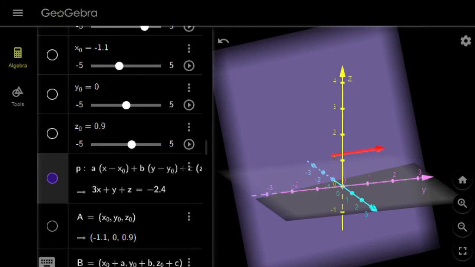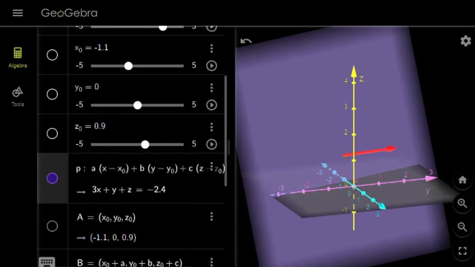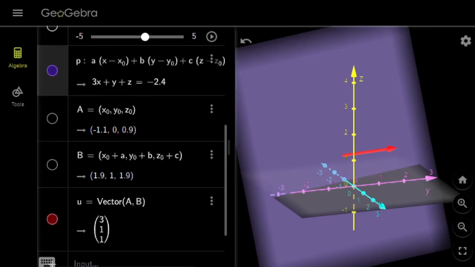And then I've also done a little bit more work here. I've found the point x naught, y naught, z naught. And then I found another point, x naught plus a, y naught plus b, z naught plus c. The reason that I found that point is that the vector ABC is the vector between these 2 points, and setting it up like this will give me the point starting at x naught, y naught, z naught.